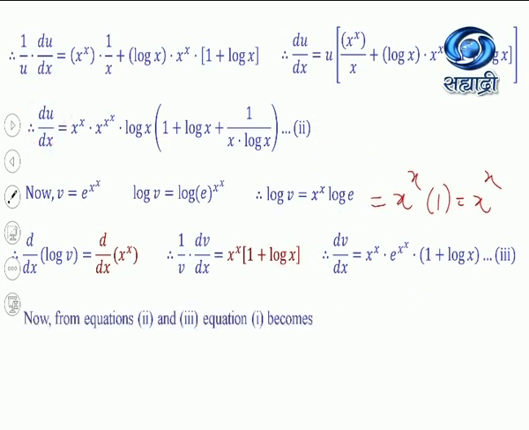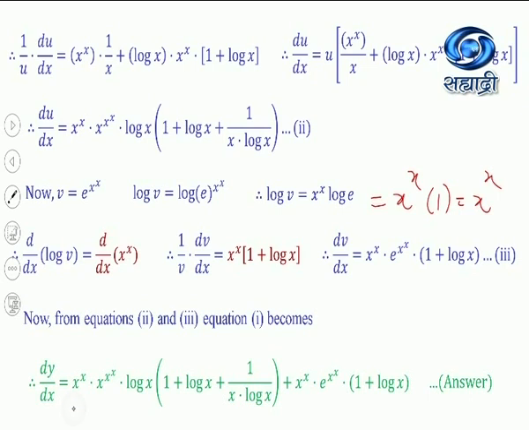From 2 and 3, we put the values of dv by dx as well as du by dx in equation 1. So we write here, from equations 2 and 3, equation 1 becomes dy by dx equal to du by dx plus dv by dx. So here this is the value of du by dx plus dv by dx, and now this becomes our final answer. We write in simple form: x to the power x into x to the power x raised to x into log x into bracket 1 plus log x, plus 1 upon x into log x, plus x to the power x into e to the power x raised to x into (1 plus log x). You may take common here again and simplify it, but it is not necessary for us.